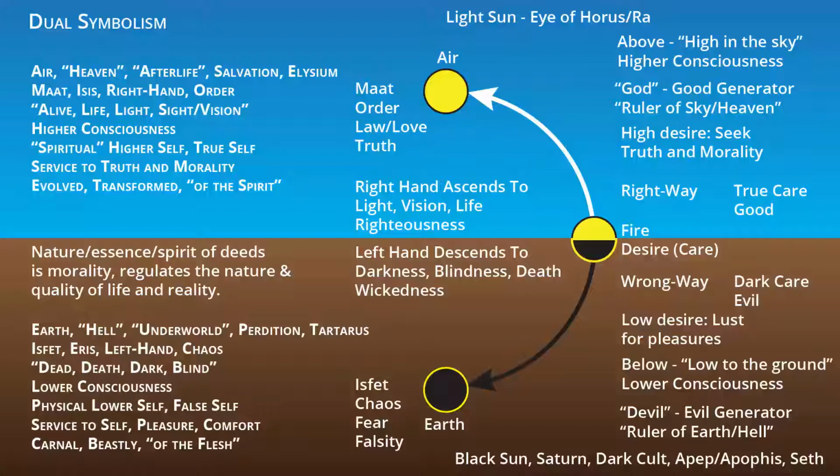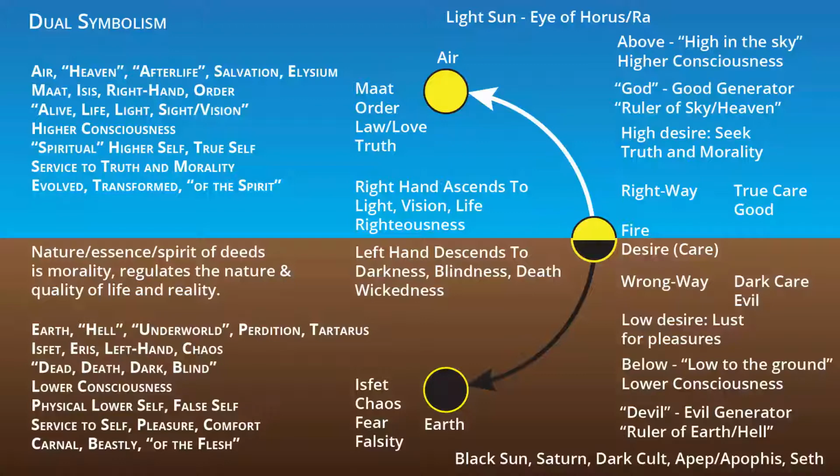Quote, God, the good generator. That's the ruler of sky and heaven. It's a high desire. Seek truth and morality. Now conversely, when you go towards the earth, as the left hand descending to darkness, blindness, death, and wickedness, that's the wrong way. That's dark care, evil.